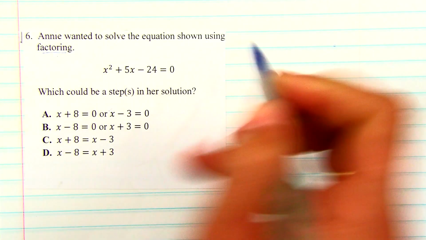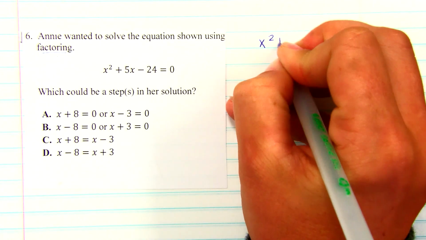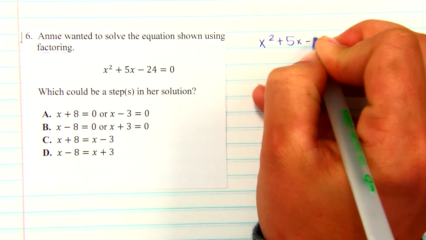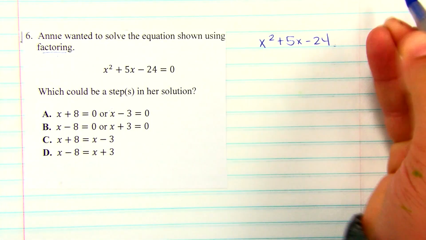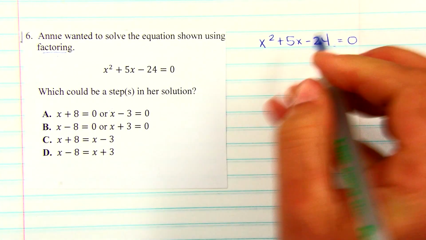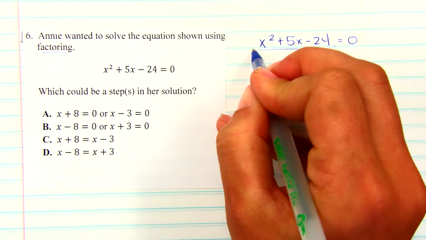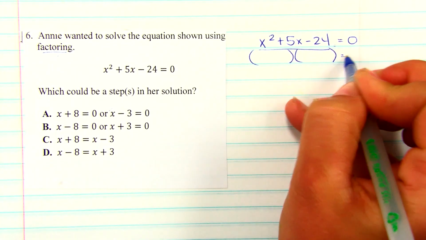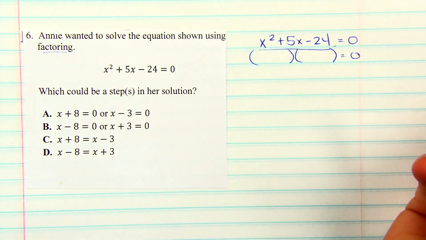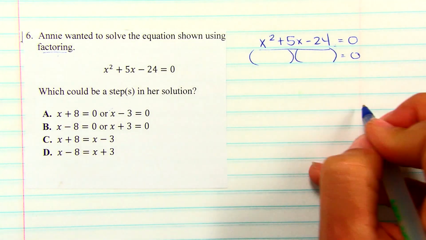So I'm going to start with x squared plus 5x minus 24. And I need to factor this, meaning I need to get it into something times something. Okay? So I'm going to go ahead and set up the box method.